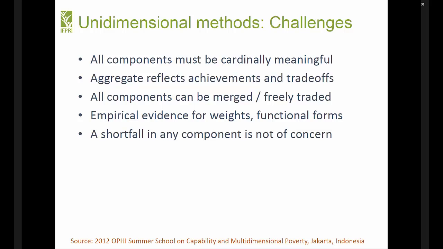Empirical evidence for weight and functional forms. A shortfall in any component is not of concern. This is what I wanted to emphasize: if I have different sources of income, even if there's a shortfall in one aspect, if I can make up for it in another, as long as the sum is the same, I have the same measure. I'm the same non-poor.